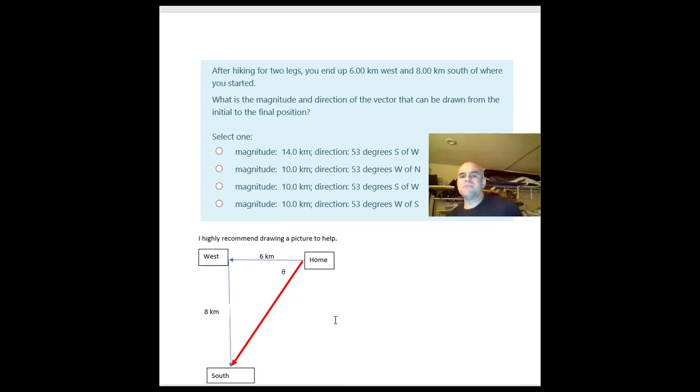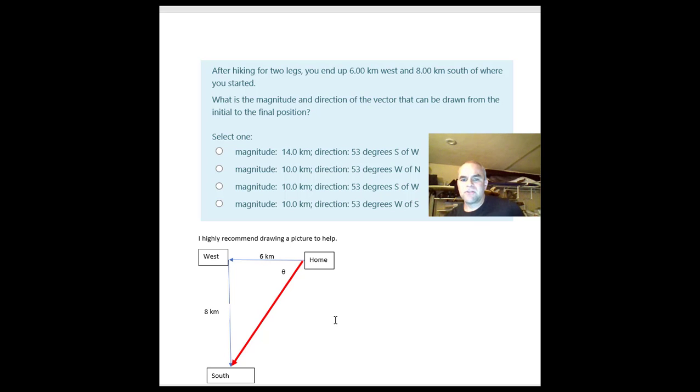Next problem here, I gave you two vectors here. A 6 kilometer vector west, which you can see there, and an 8 kilometer vector south. And I ask, what is the magnitude and direction of the vector that can be drawn from the initial to the final position? In order to find the magnitude, you take the square root of the sum of the squares of 6 and 8, and that's square root of 100. And so it's a 10 kilometer vector.